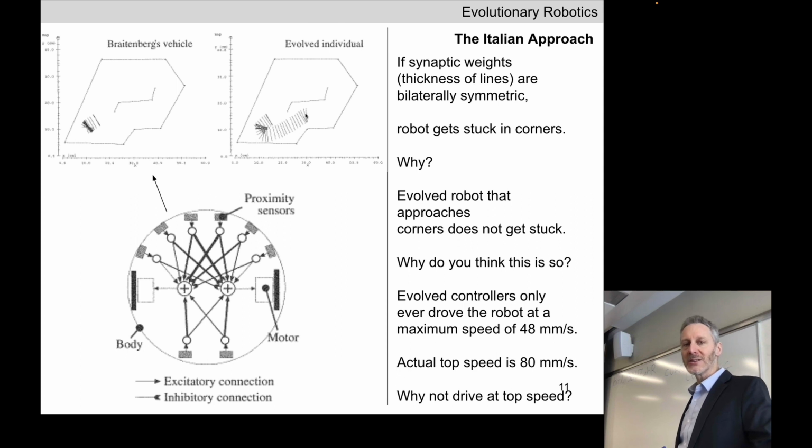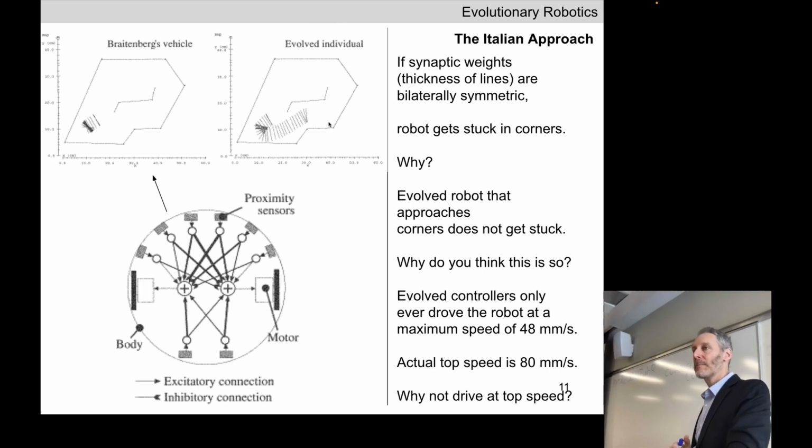So pretty good. Here's an example of the evolved robot. They put it at exactly the same position, facing into the corner. And in this case, the robot turned to the left and got itself out of the corner, made a 180, and headed up along this alley.